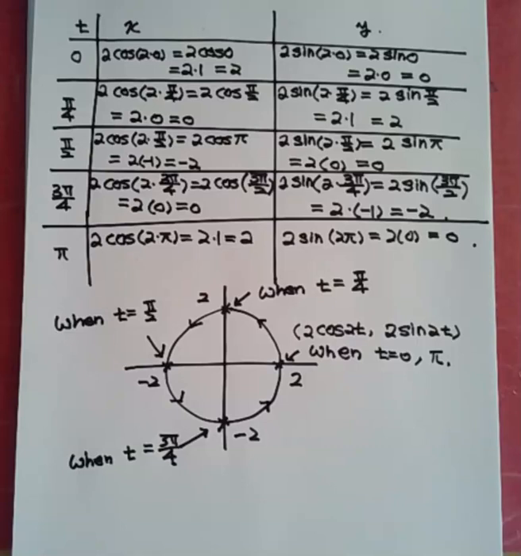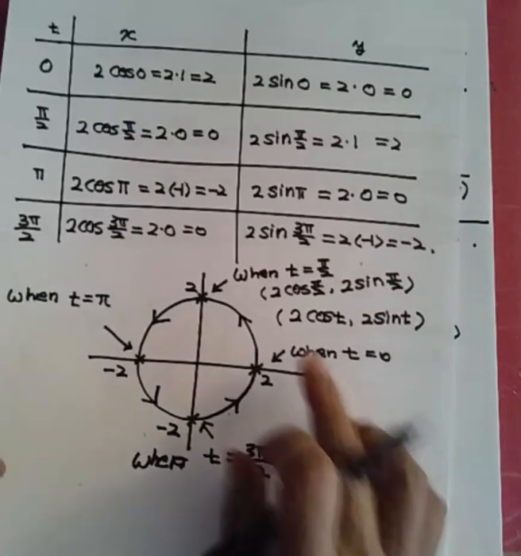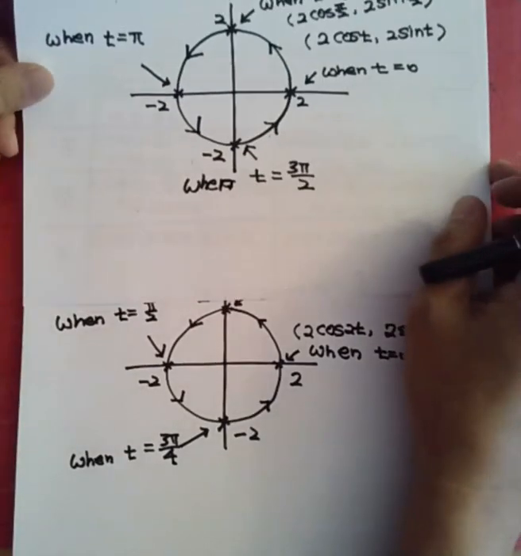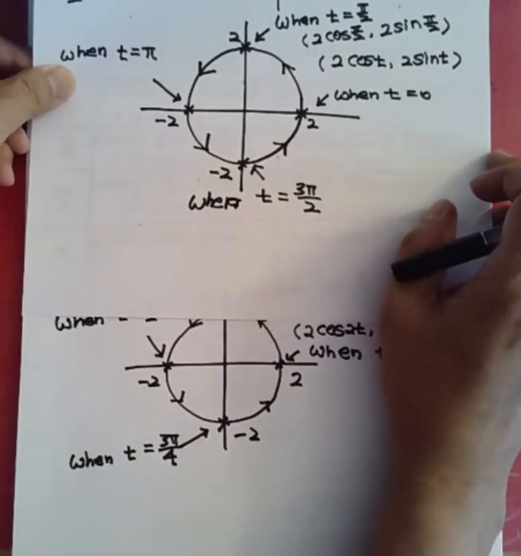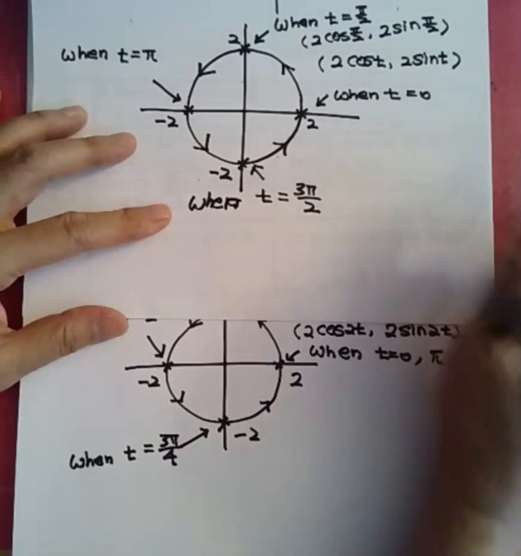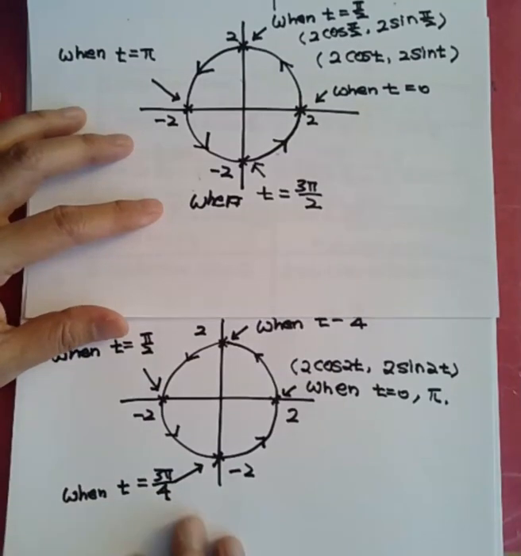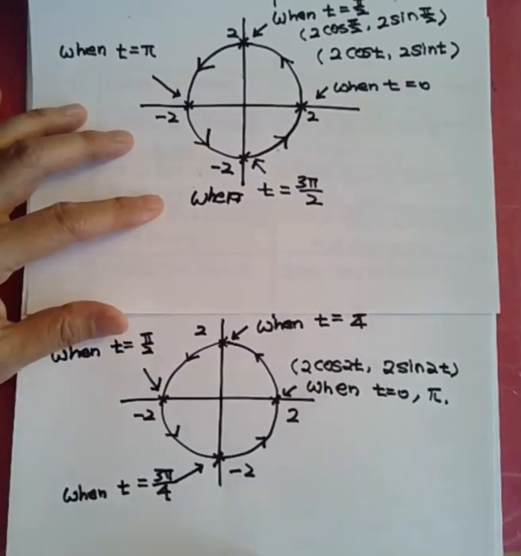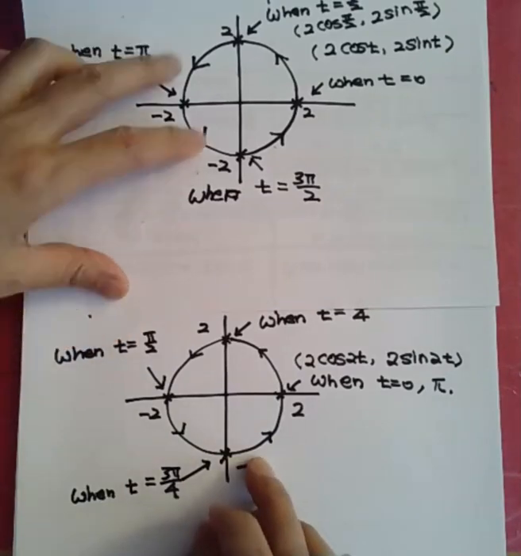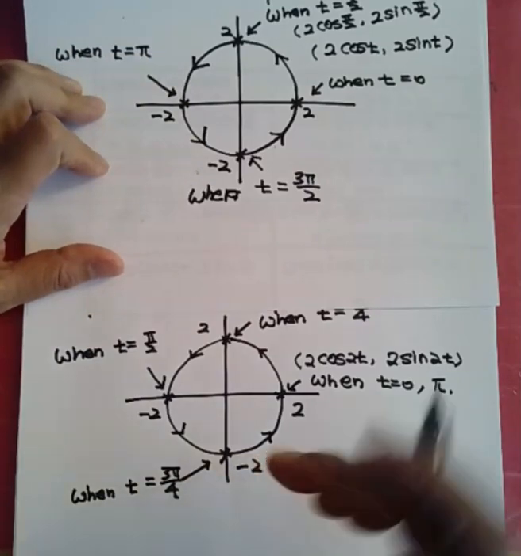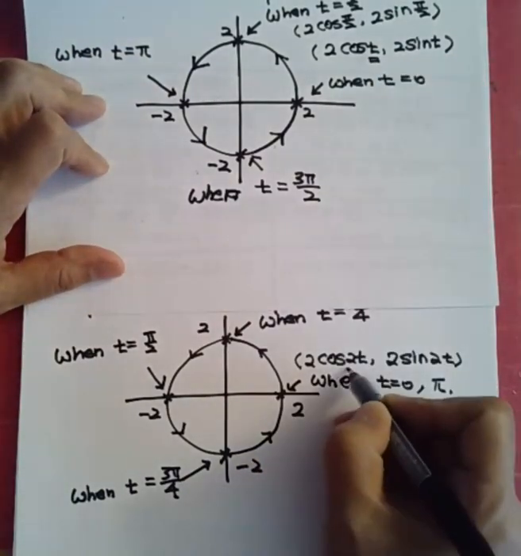When we compare with the previous example, when we have 2 cosine of t, 2 sine of t, if you look at the circle, then those are the same circles. And the directions are the same. Those are counterclockwise directions. However, this is t, this is 2t.